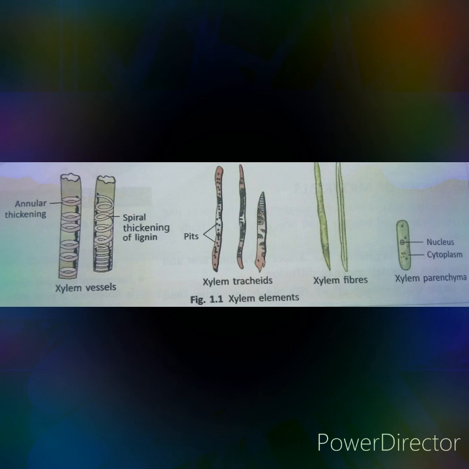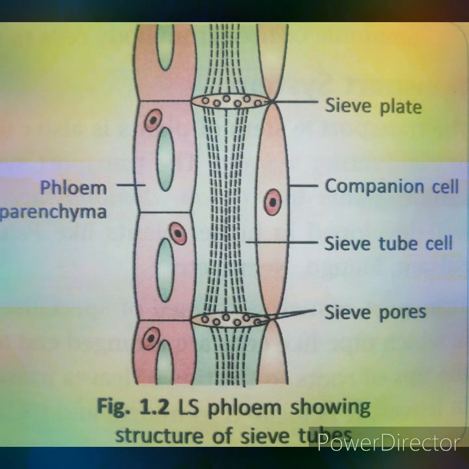Now, xylem parenchyma. Whenever you hear the word parenchyma, keep it in your mind. This means storage of food, whether it is present in the xylem or in the phloem. The xylem parenchyma or the phloem parenchyma, both are living cells and they perform the storage of the food. Then afterwards we will see about the phloem parenchyma, phloem vessels, conducting or companion cells and phloem fibers.